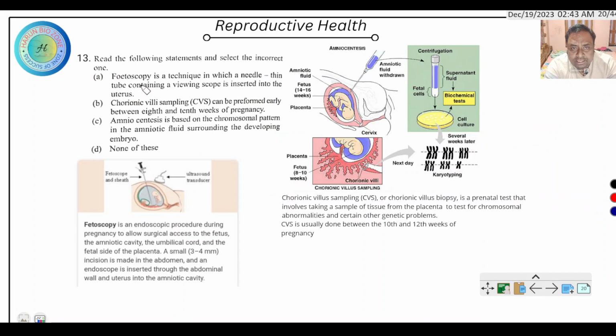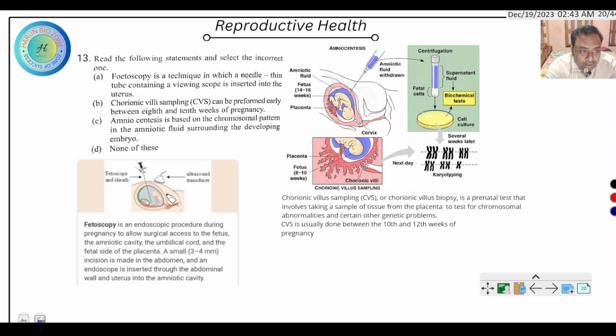Here are some techniques you can see. This is chorionic villi; this chorionic villi sample is collected to test the baby. Here amniotic fluid is taken. Amniocentesis means this blue color is amniotic fluid. In this fluid the embryo is dissolved, so this fluid is taken through a needle.